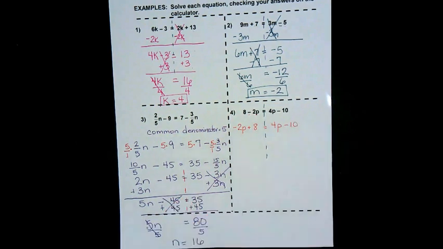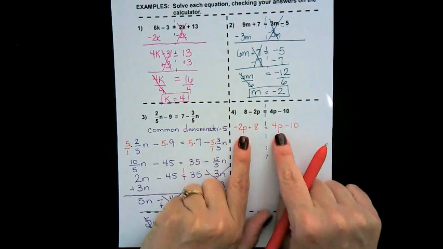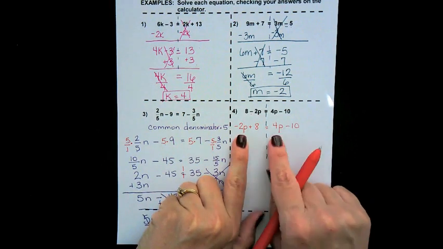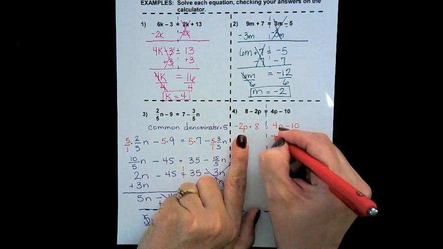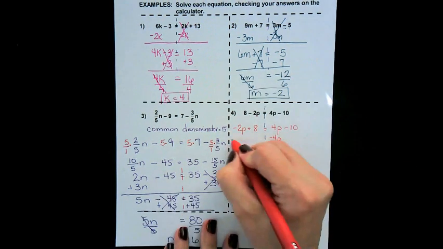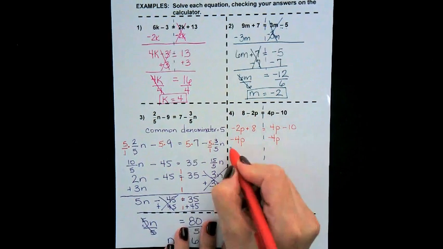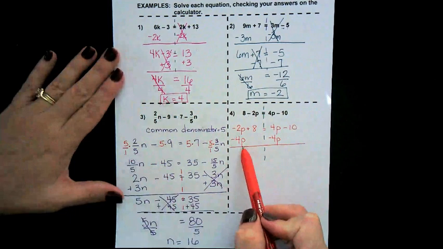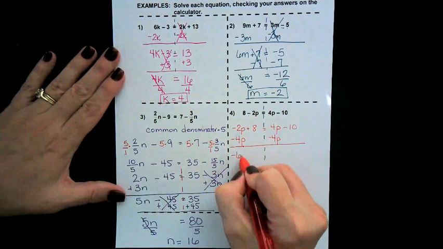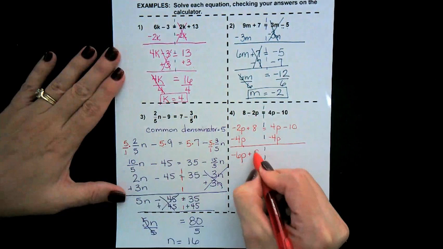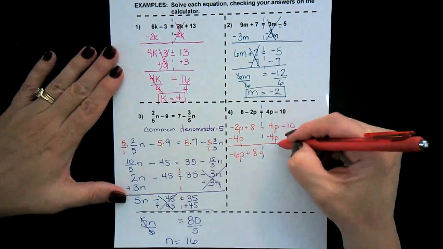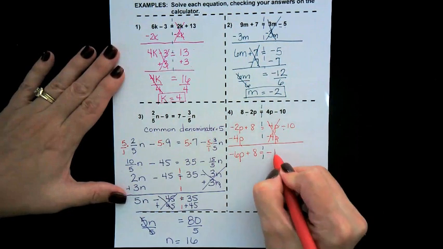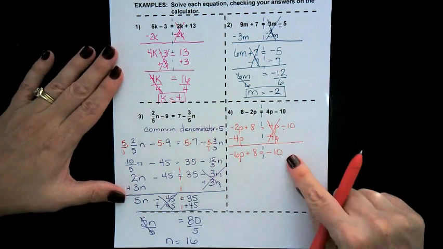Now I'm ready to get, I got a variable on each side. So I need to move the 4p to the left. So to do that, I'm going to subtract the 4p. All right. So let's see what we have. Negative 2p plus negative 4p gives me negative 6p plus 8. Notice my 4p minus 4p go away. Don't lose the negative on the 10. Now we have our 2-step equation.